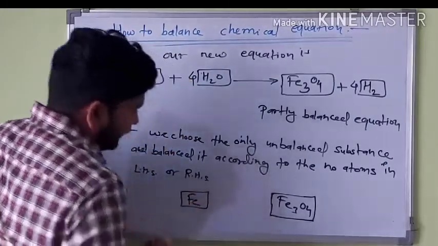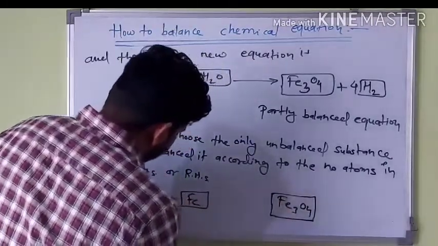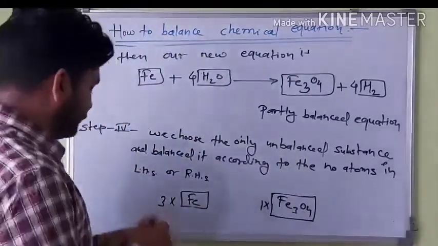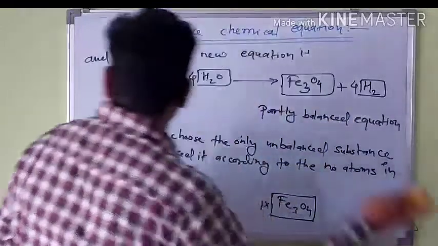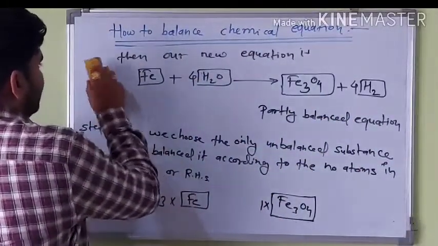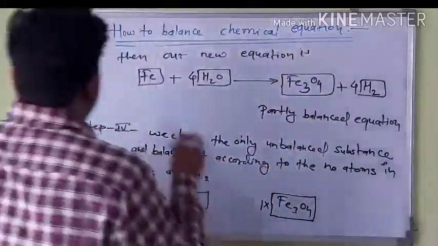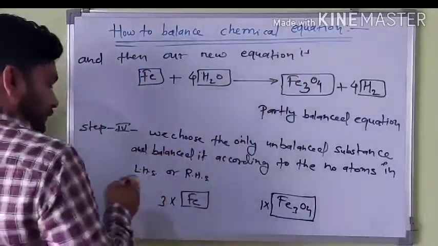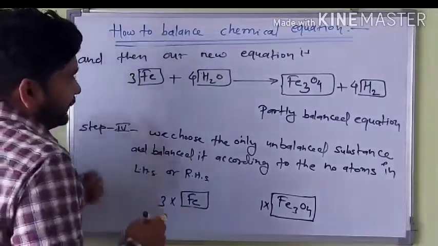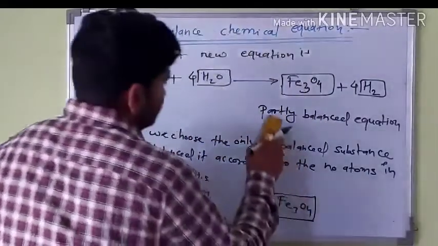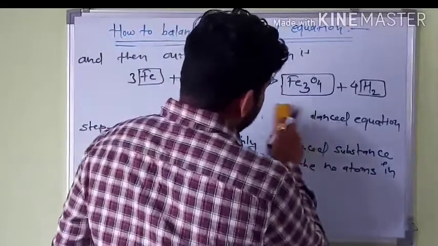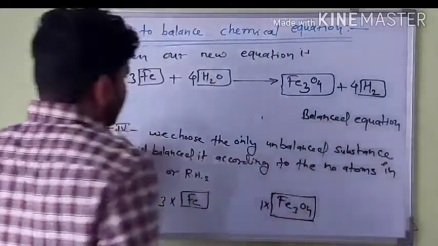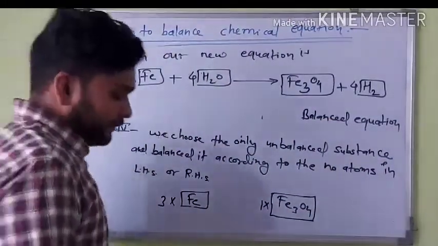Okay, that means we multiply by 3 here, and here is a 1, and both are balanced by this. Our new equation is, let's repeat this, okay. And then our new equation is, we can write 3 here, and finally our equation is balanced. This implies a balanced equation. It is the correct equation till now.